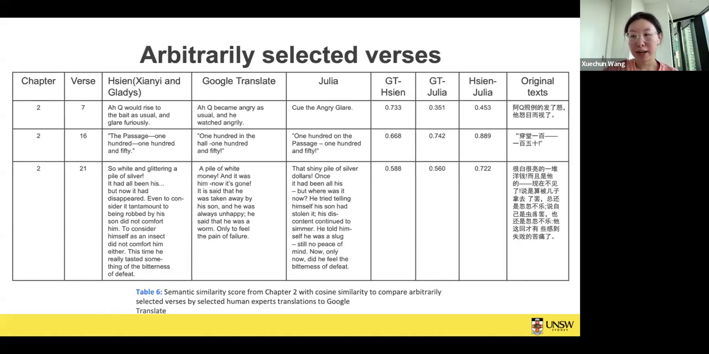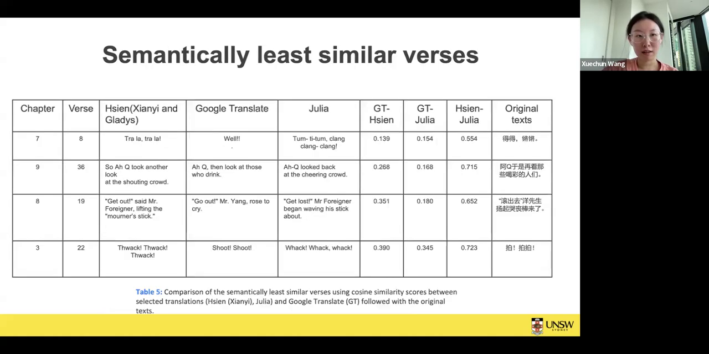In addition, we present some of the semantically least similar verses by using the cosine similarity in Table 5. In Chapter 7, verse 8, and Chapter 3, verse 22, we observe that the choice of words for the mimetic word is different for all three translations. Moreover, for Chapter 9, verse 36, and Chapter 8, verse 19, Google Translate expressed a different meaning due to its lack of contextual and logical significance. Therefore, the selected pairs with Google Translate have a low cosine similarity.